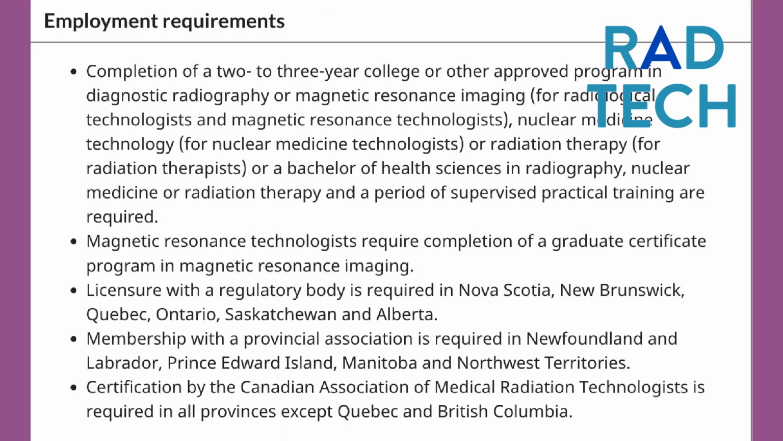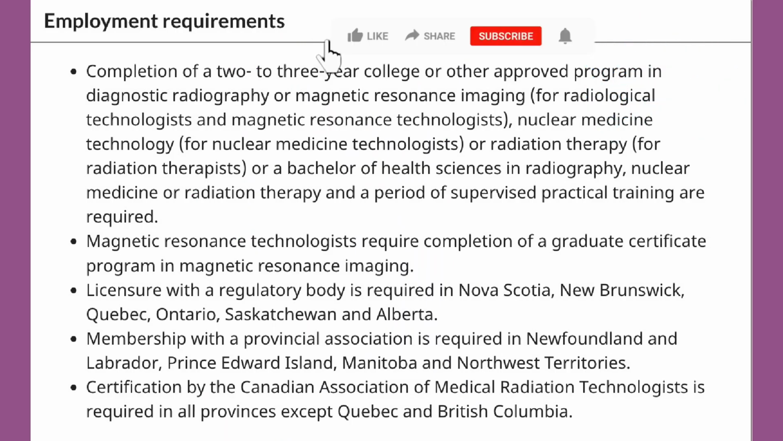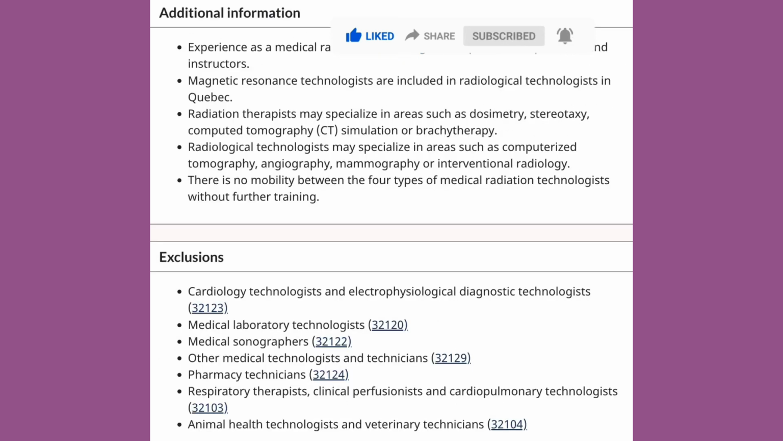Other information that you can find under your NOC code is the employment requirements. Of course, there are other requirements that you need to accomplish when you apply for your permanent residency, and they can still be found in the IRCC website, but when you look for your NOC, its basic requirements are listed there. You can also find the additional information and its exclusions.